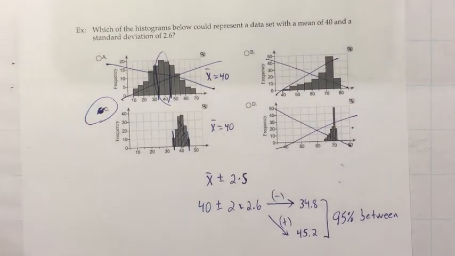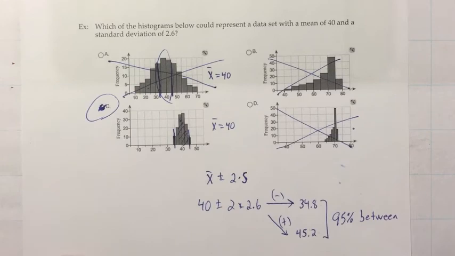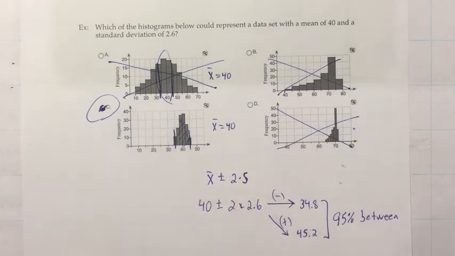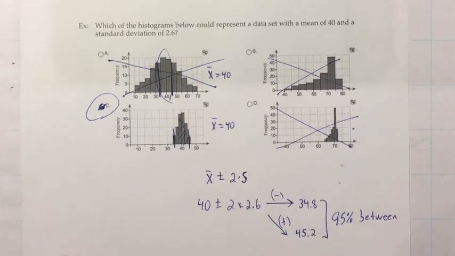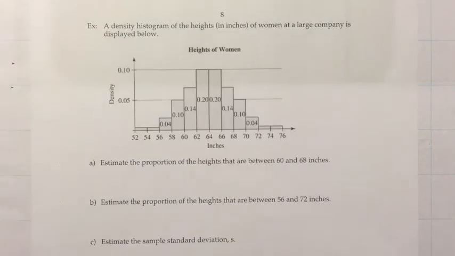So that gives you a little bit of a sense of how the standard deviation can help us detect which graph is which by thinking about the spread and thinking about the empirical rule. All right, let's look at one final example on standard deviation that uses a density histogram.